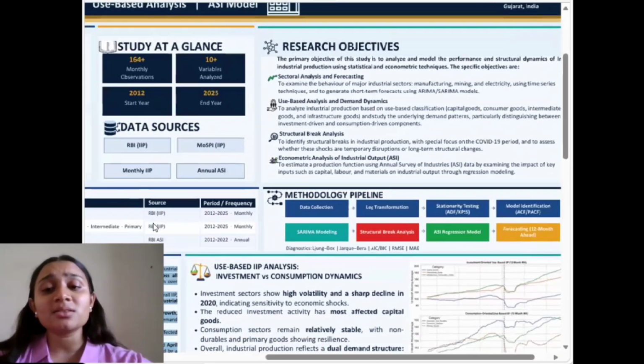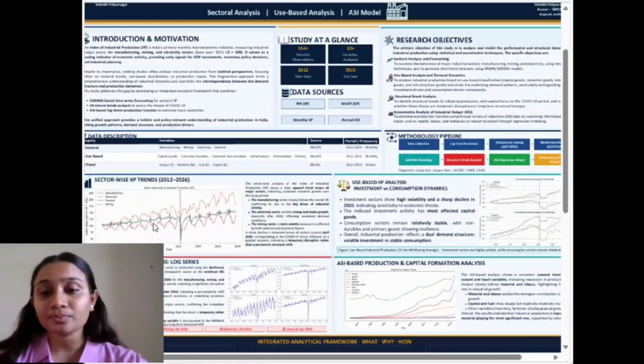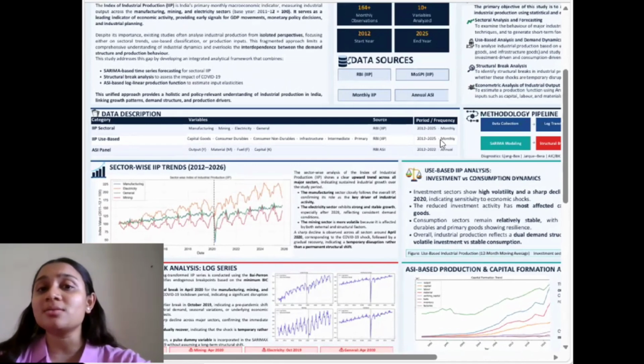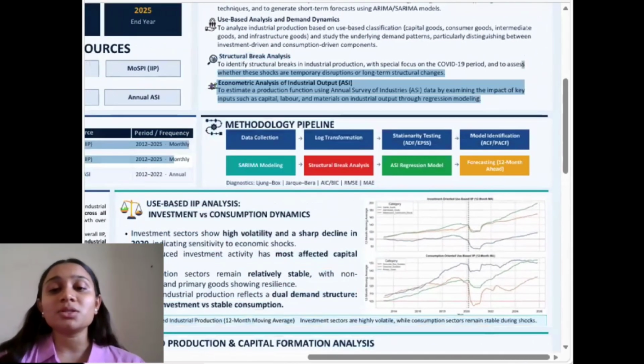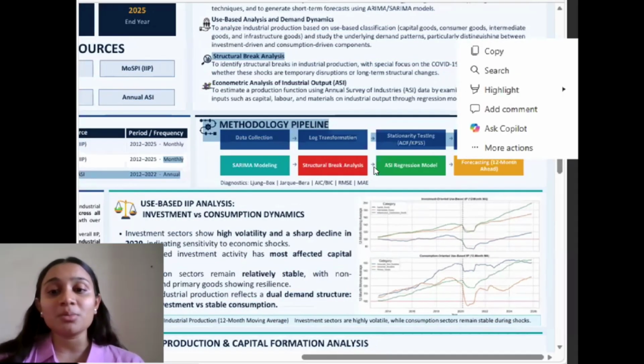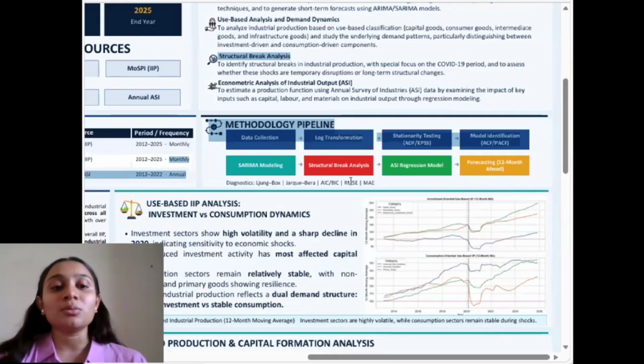Next is the data and methodology. The study used the monthly IIP data from 2012 to 2025 and the annual ASI data from 2012 to 2022. The methodology follows a proper time series pipeline. First is the data collection, then log transformation to stabilize the variance, then model identification using ACF and PACF plots, then SARIMA modeling with diagnostics like Ljung-Box and Jarque-Bera, and model accuracy using RMSE, MAPE, and MAE.